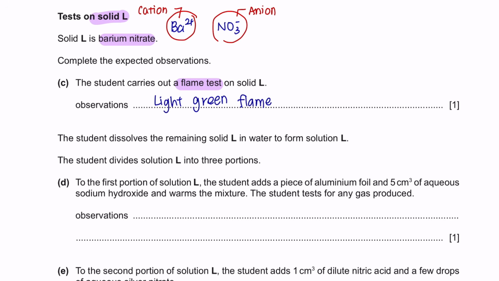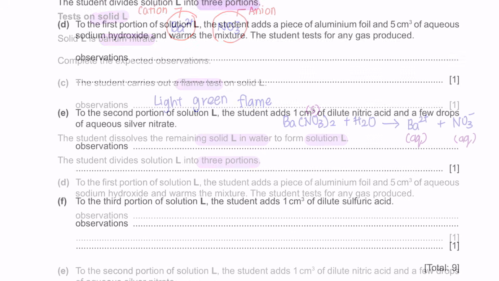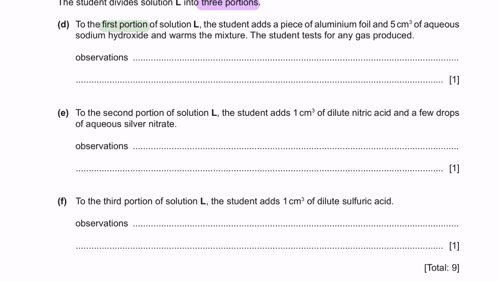Next, the student dissolves the remaining solid L in water to form solution L. So meaning that now it will just form an aqueous solution and it will dissociate to form barium 2+ and NO3- ions. Okay, the student divides the solution L into 3 portions. To the first portion of solution L, the student adds a piece of aluminium foil and 5 cm cube of aqueous sodium hydroxide and warms the mixture. The student tests for any gas produced.